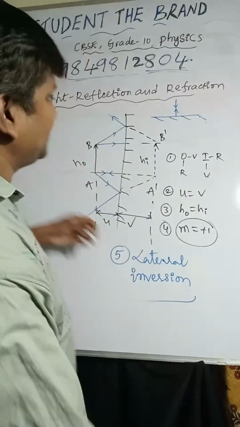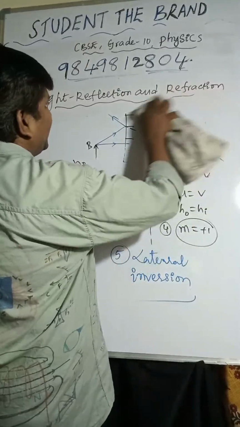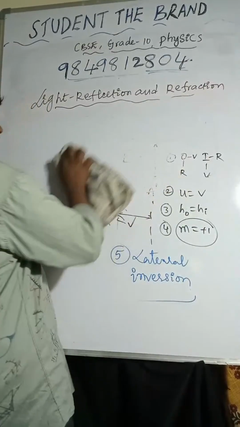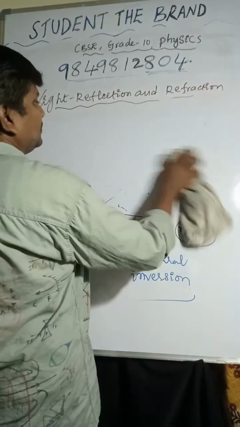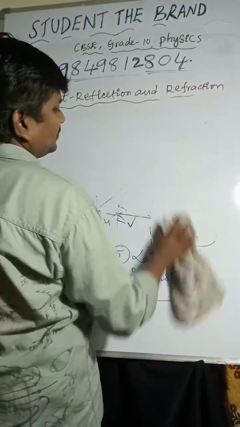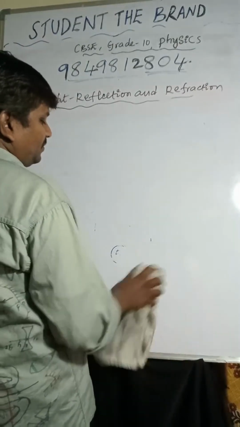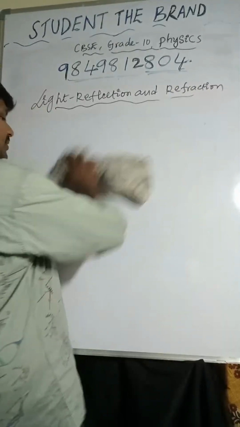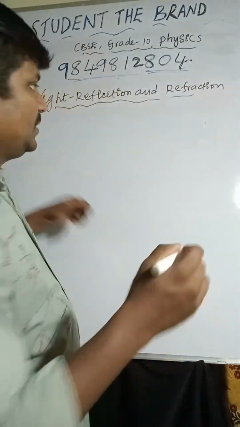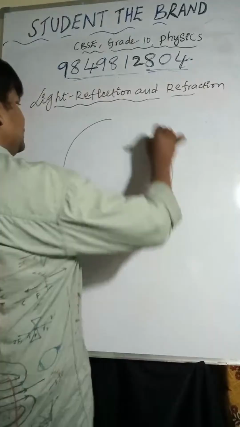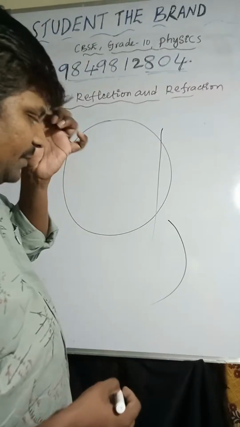Now we will discuss spherical mirrors. The mirror which is in the form of curved shape is called a spherical mirror. Okay, so here you can take the mirror which is in the form of curved shape.